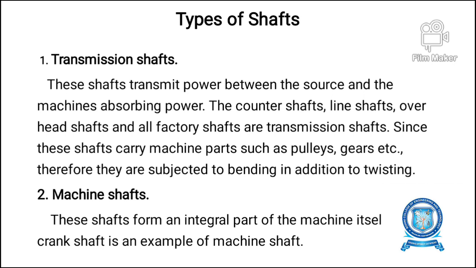Types of shaft. Shaft can be classified into two types. First one is transmission shaft, second one is machine shaft. At first, transmission shaft. It transmits power between the source and the machine absorbing power. The counter shaft, line shaft, overhead shaft, and all factory shafts are transmission shafts. Since these shafts carry machine parts such as gears and pulleys, they are subjected to bending in addition to twisting.